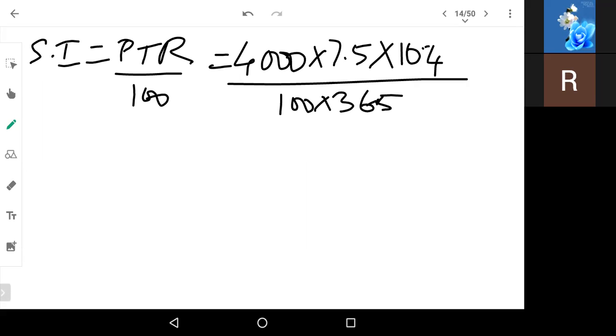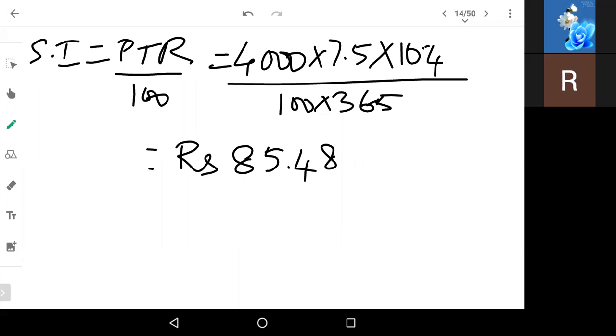You can find the percentage and solve, or you can just take that whole fraction like this, 104 by 365, and then 100 is obviously there. So now what is the simple interest that you will get? Tell me the amount. 85.4748 something you should get.